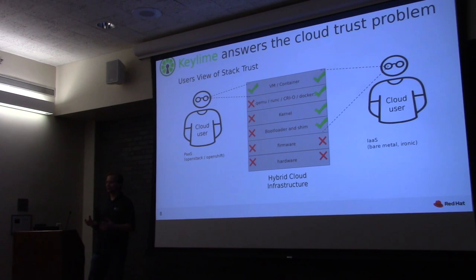So, as you're thinking about systems, and especially in the cloud, you're thinking of two separate offerings. Usually, you either have a cloud system where you're only worried about the VM or container up top, and that's your only view into the system, or you're worried about the entire infrastructure as a service stack. So at that point, you're worried about the bootloader and the shim all the way up. Or at least that's what you think. You think if you can trust those, you can trust the whole system.